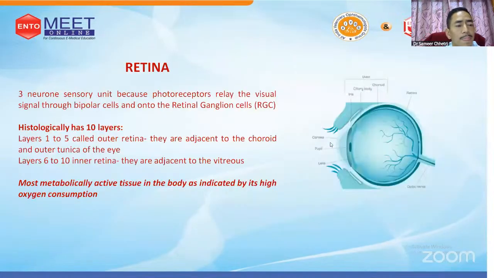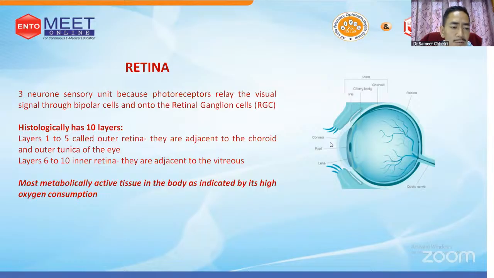Now, the retina, it's a 3 neuron sensory unit because photoreceptors relay the visual signals to bipolar cells and onto the retinal ganglion cells. So histologically, it has 10 layers. Layers 1 to 5 are called the outer retina. They're adjacent to the choroid and outer tunica of the eye. Layers 6 to 10 are the inner retina. They are adjacent to the vitreous.